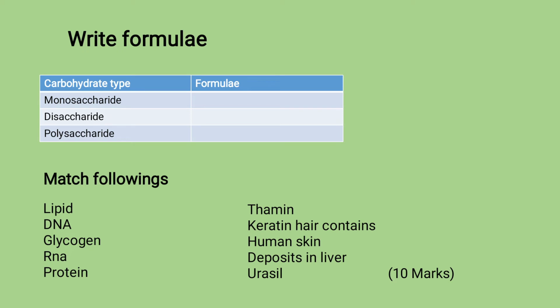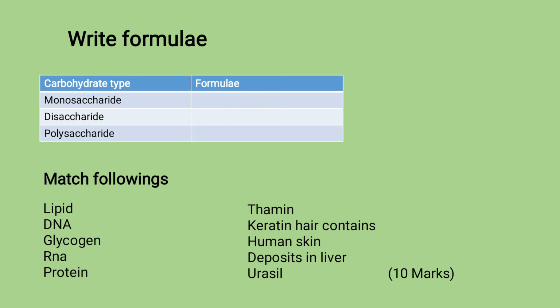Right? Here write the formula for monosaccharides, disaccharides and polysaccharides. I have given you 3 formulas here, CnH2n. Likewise, you can write all these formulas by using your book. I am not sure whether I gave you these 3 formulas in your textbook, so you can write them by using your textbook. So I am not allocating marks for this.